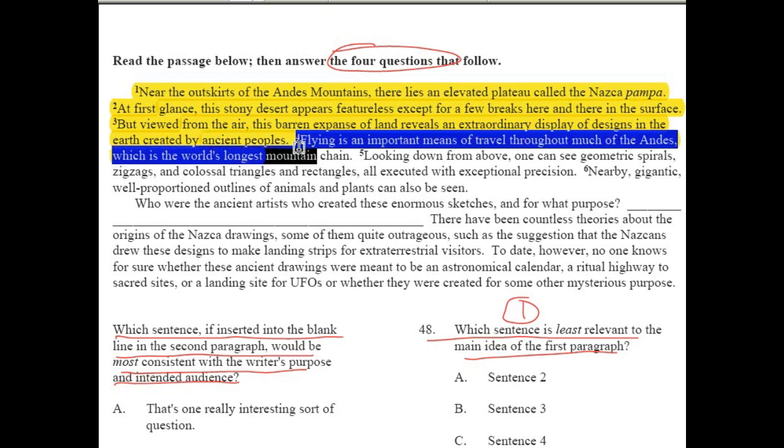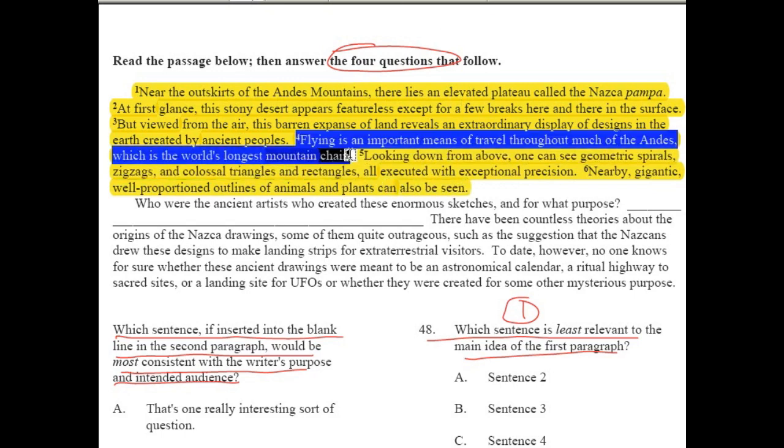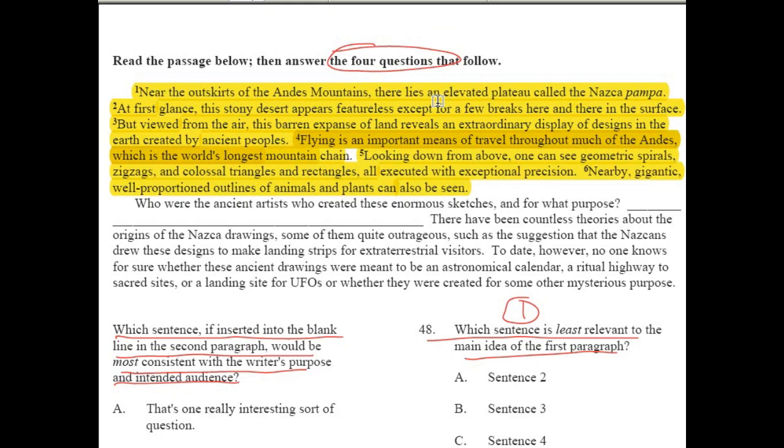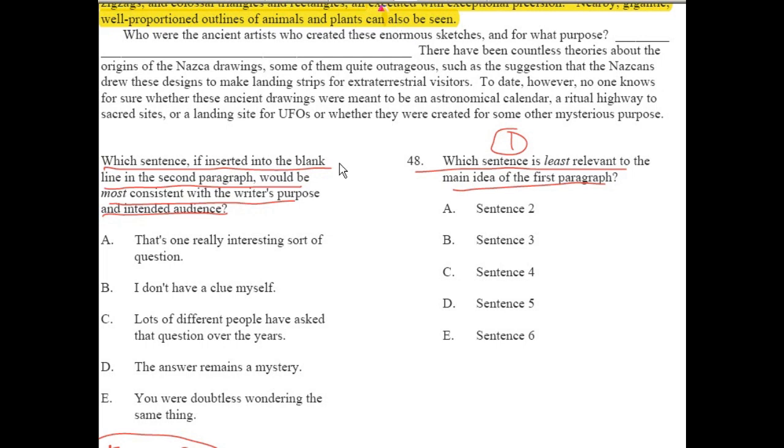Look at 4. Flying is an important means of travel throughout much of the Andes, which is the world's largest mountain chain. Looking down from above, one can see geometric spirals, zigzags, and colossal triangles and rectangles, all executed with exceptional precision. Nearby gigantic, well-proportioned outlines of animals and plants can also be seen. I don't know about you, but 4, flying is an important means of travel throughout much of the Andes, the world's longest mountain chain. That does not seem to fit at all because it seems to come out of nowhere. Therefore, I'm going to say that sentence 4 is the least relevant and it should go.